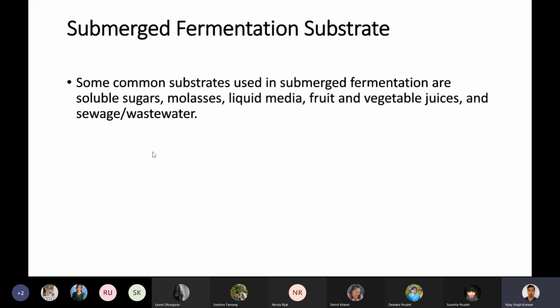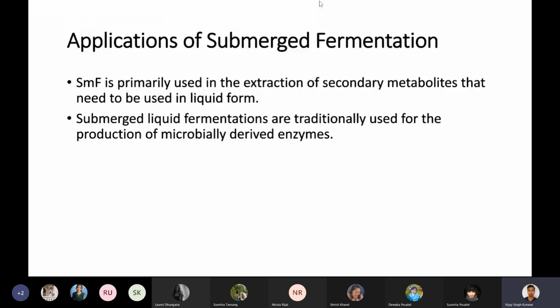So the applications are mostly extraction of the secondary metabolites that need to be in the liquid form. Some secondary metabolites have to be in the liquid form, and if that's the case, we can use submerged fermentation. It is also used traditionally for the production of microbially derived enzymes. The industry commonly uses submerged fermentation.